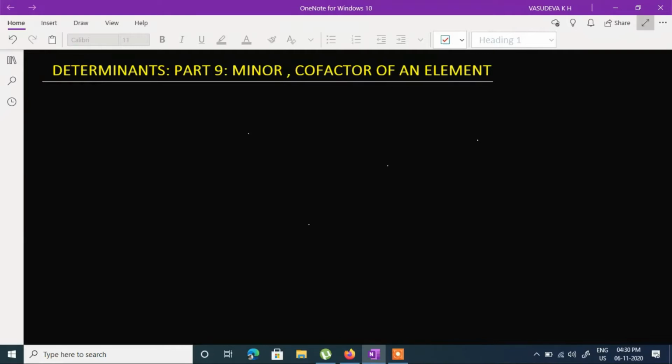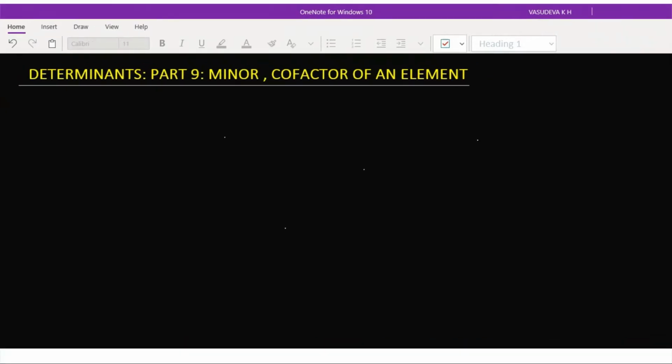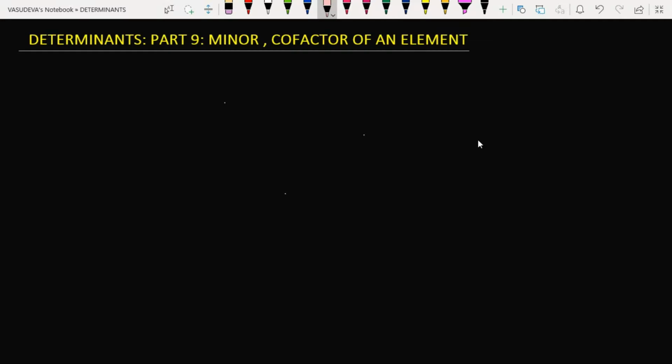ವಿದ್ಯಾರ್ಥಿಗಳೇ, ಇದು ಡಿಟರ್ಮಿನೆಂಟ್ಸ್ ಪಾರ್ಟ್ 9. ಇವತ್ತಿನ ಸೆಷನ್ನಲ್ಲಿ ನಾನು ಮೈನರ್ ಆ್ಯಂಡ್ ಕೋಫ್ಯಾಕ್ಟರ್ ಆಫ್ ಅನ್ ಎಲಿಮೆಂಟ್ ಈ ಬಗ್ಗೆ ಡಿಸ್ಕಸ್ ಮಾಡ್ತಾ ಇದ್ದೇನೆ. In this unit, using minor and cofactor, we will learn to write the expansion of a determinant in compact form.